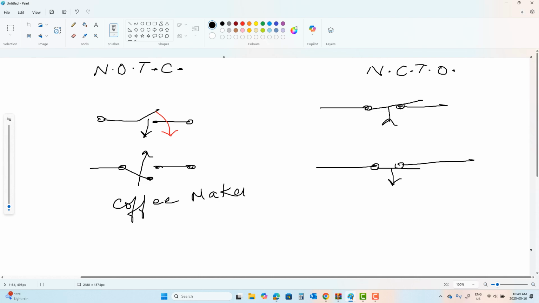We want in the campus the heat or air conditioning shut down by 4 o'clock every night. Is it NCTO or NOTC?